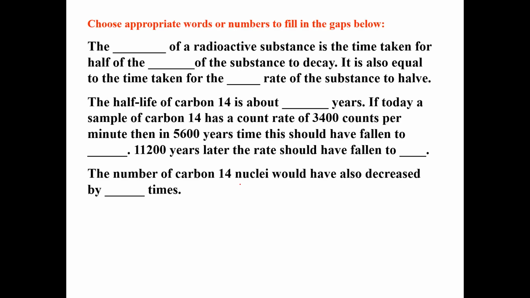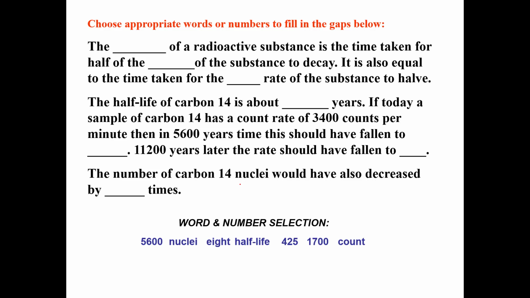Okay, let's end this lesson by answering these missing gaps here. Choose the words from those at the bottom. I'm giving some time to think about it. The dash of the radioactive substance is the time taken. So what is missing there? Half-life, correct. The half-life of a radioactive substance is the time taken for half of the nuclei to decay. Very good. It is also equal to the time taken for the count rate of the substance to halve. Very good.